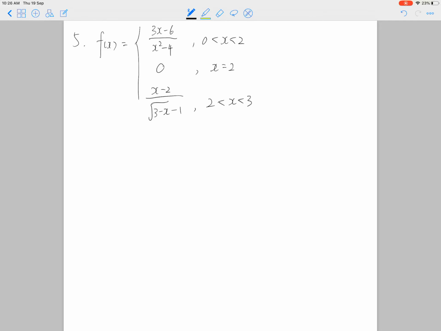Okay, problem 5, it's a piecewise function. The question asks you, does the limit when x is approaching 2 exist? This limit exists if and only if the limit from the left is the same as the limit from the right.